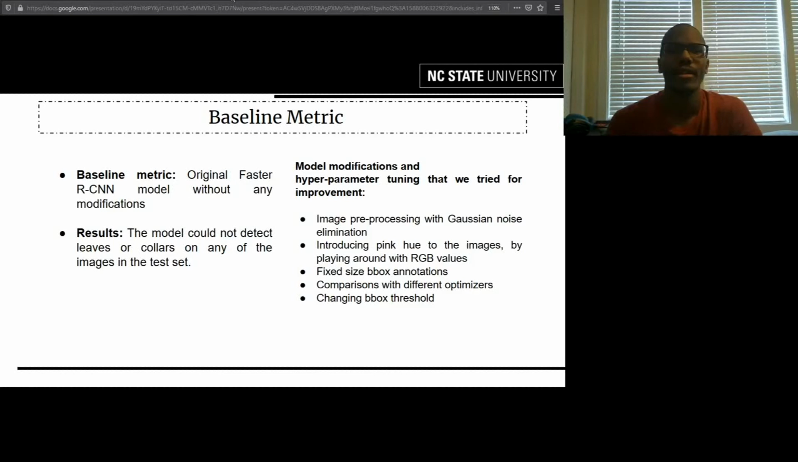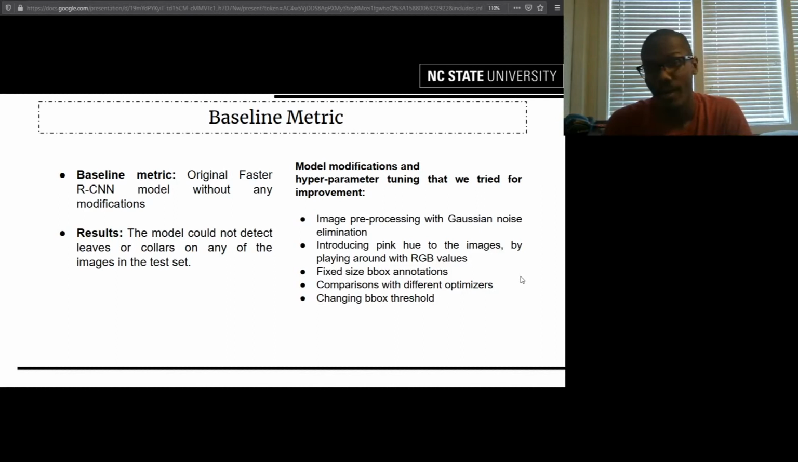Hello, I'm Derek Martin, and I'm here to talk about the baseline metrics for our model. Initially, we didn't change anything in our model, and the results were that we were only able to find collars or nothing at all in the images. So we made the following modifications to see if they would improve our model. We tried adding Gaussian noise elimination, adding a pink hue to the images, adding a fixed box size, comparing different optimizers, and then changing the B-box threshold.